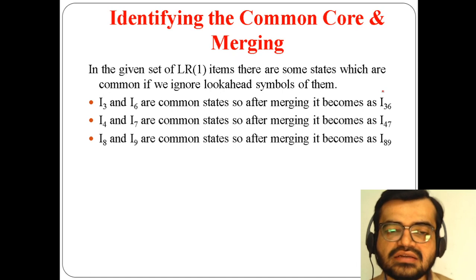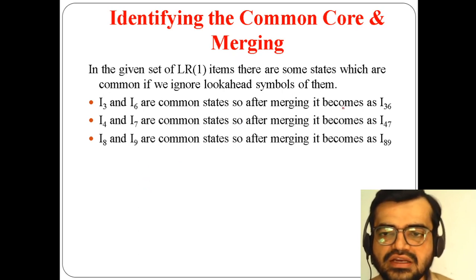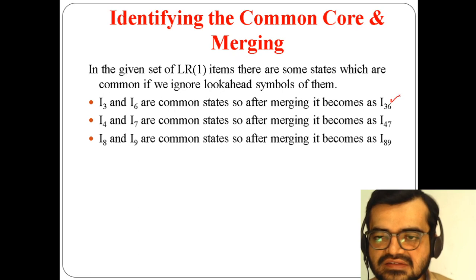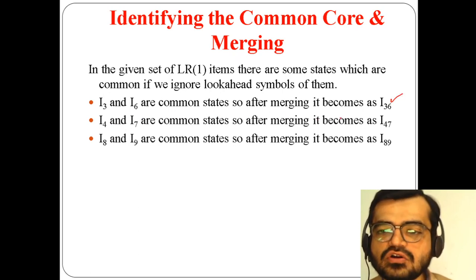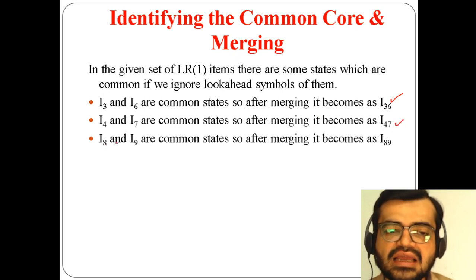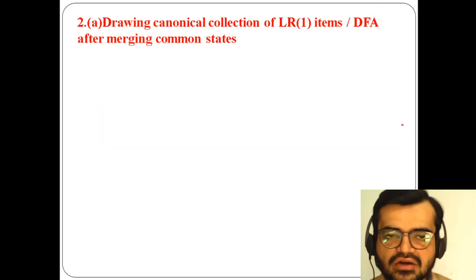As I said, there are three different aspects: I3 and I6 are common states, so we need to merge them as I36. Similarly, I4 and I7 are also common states, and we need to merge them as I47. Similarly, I8 and I9 are common states, so we need to merge them as I89. We need to see how we are going to perform this.